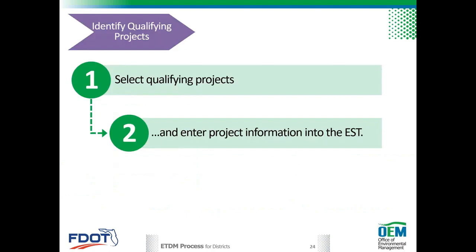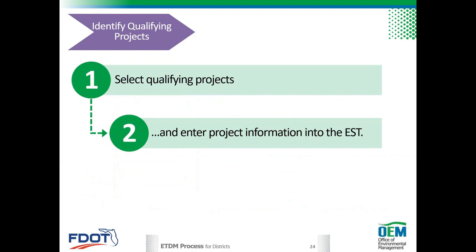Identifying qualifying projects. ETDM projects may originate from a variety of FDOT, MPO, TPO, or local government programs and plans, such as the SIS, a statewide bridge replacement program, transportation needs plan, master plans, corridor plans, the TIP, the long-range transportation plan, local government comprehensive plans, and the capital improvement programs. The project sponsor, FDOT, or the MPO, TPO selects qualifying projects and then enters the projects into the EST.